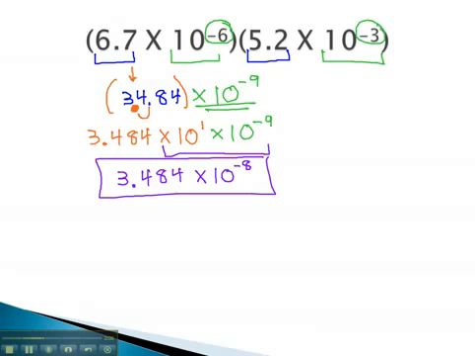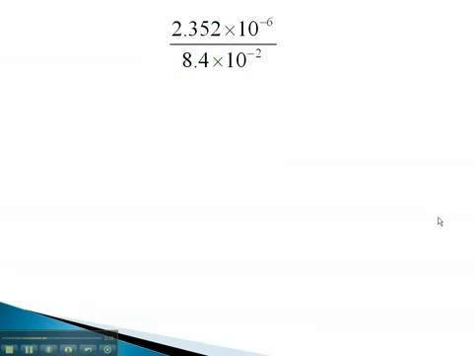Let's take a look at another problem where the answer we get is not in scientific notation, and we have to focus on the front number to make the conversion, using our exponent properties. Again, on this problem, as before, we'll focus on the front numbers and divide on the calculator to get 0.28.